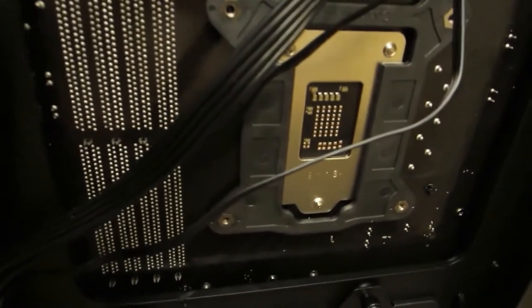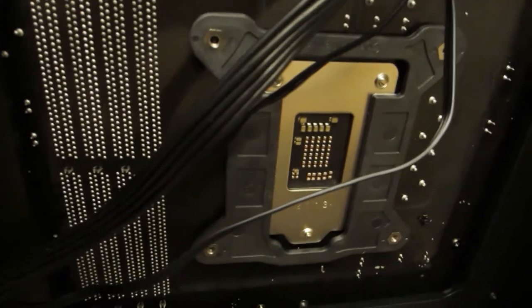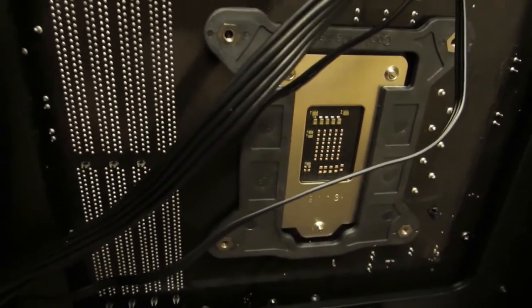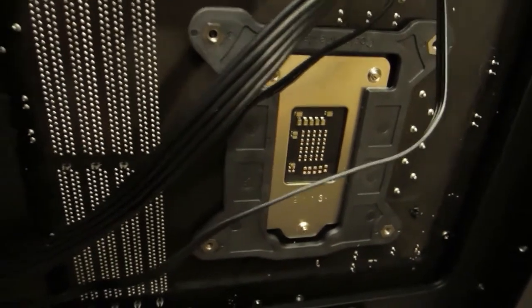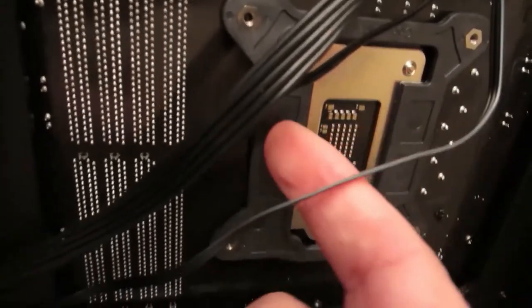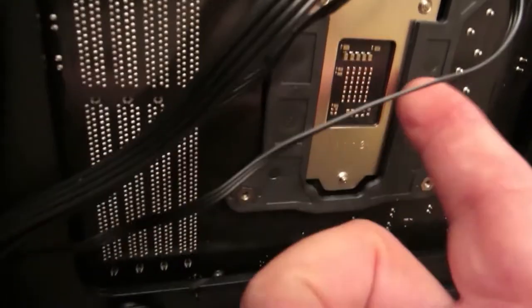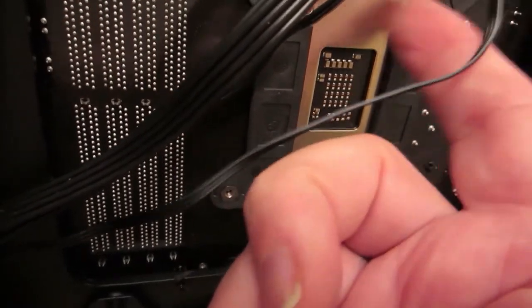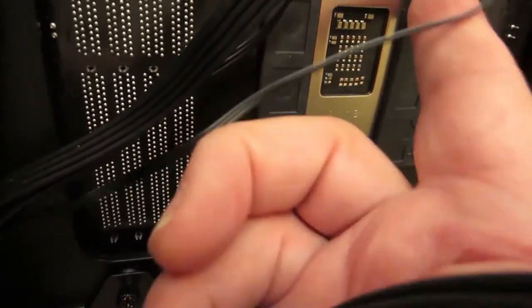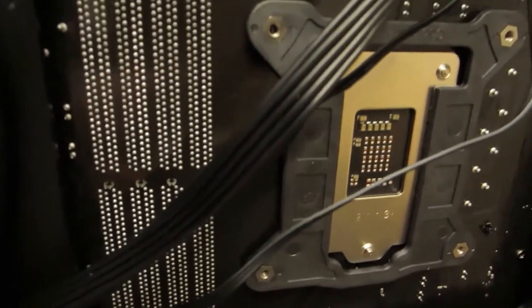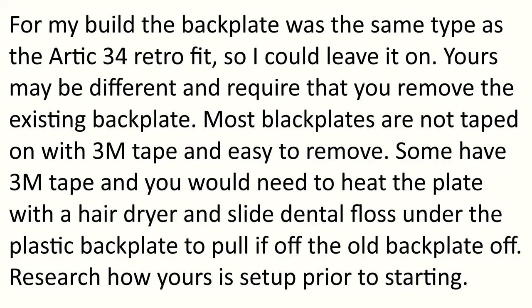So this is the back plate that I don't want to take off. It's already got an existing back plate for that CPU. Hopefully I won't have to touch that, and I don't want to touch that because under here is some 3M tape. If I had to, I can put some dental floss, heat this up a little bit, and then pull that out, but I really don't want to do that. And I'll take the RGB cable off that's down in the bottom.